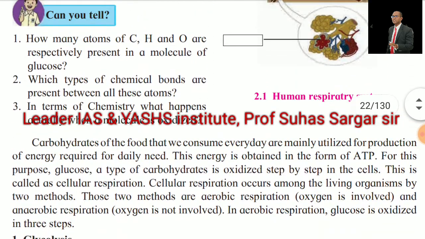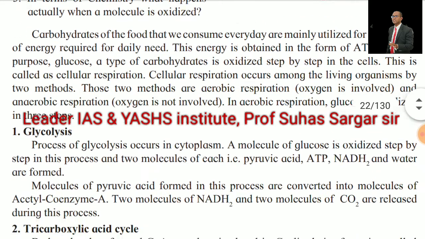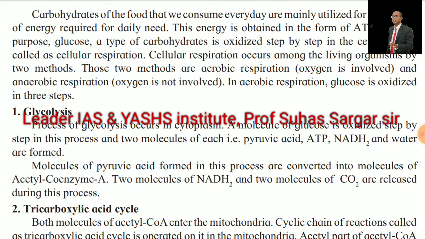Can you tell how many atoms of carbon, hydrogen, and oxygen are respectively present in a molecule of glucose? Which type of chemical bonds are present between all these atoms? In terms of chemistry, what actually happens when a molecule is oxidized? Carbohydrates of the foods that we consume every day are mainly utilized for production of energy required for daily needs. This energy is obtained in the form of ATP.